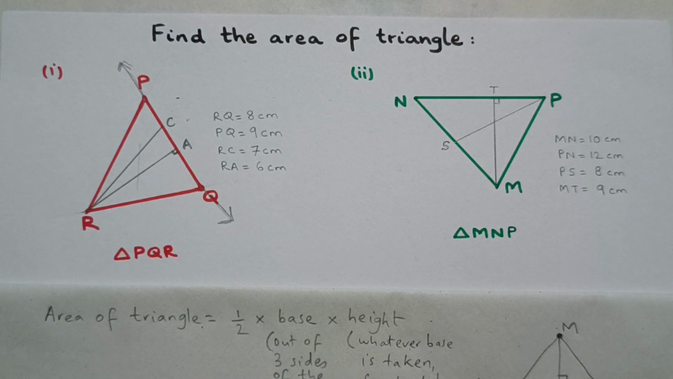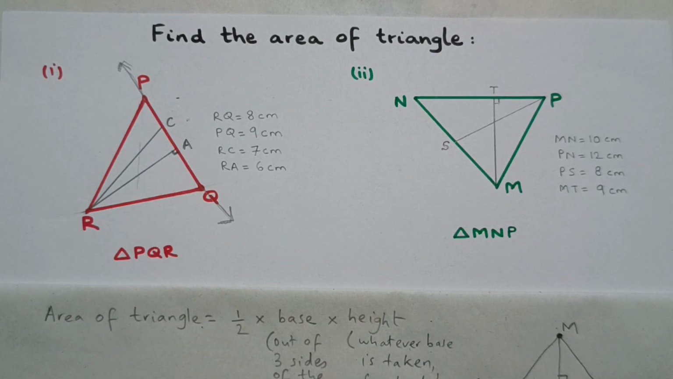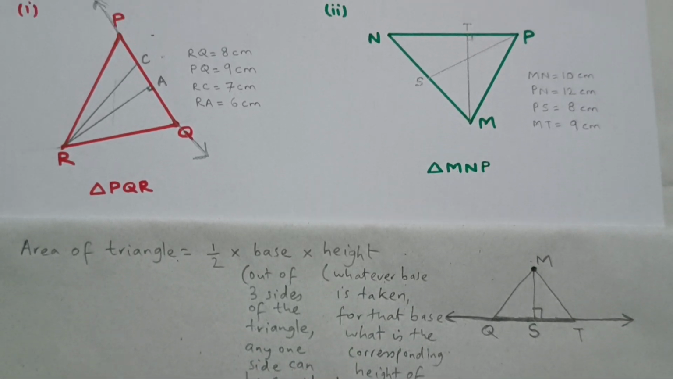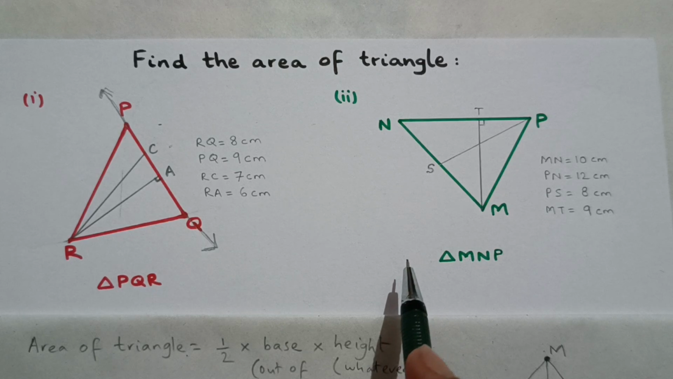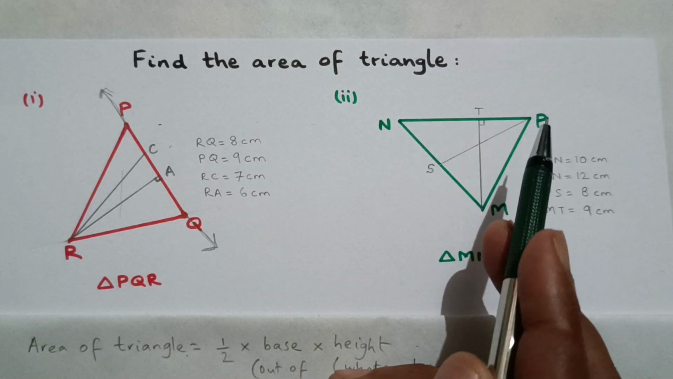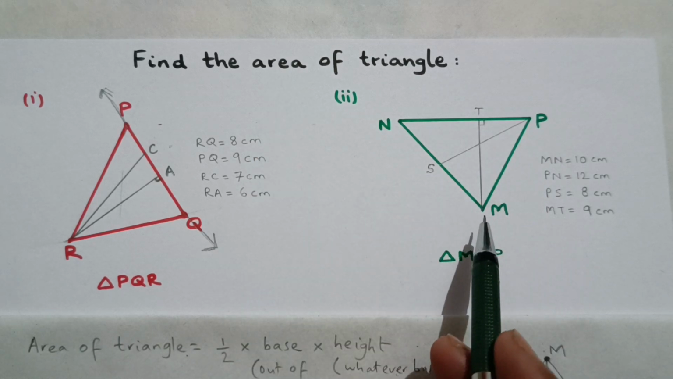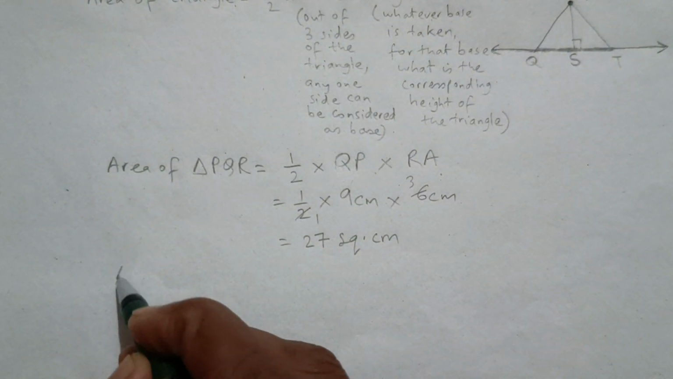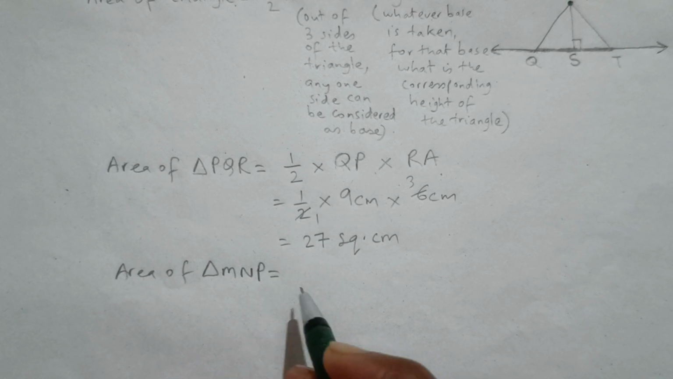So with this detailed explanation, now let us solve the remaining questions a bit fast, because now you know how to apply this formula and solve the questions. So question number 2. In question number 2, we have the triangle MNP, and we have to find the area of triangle MNP.